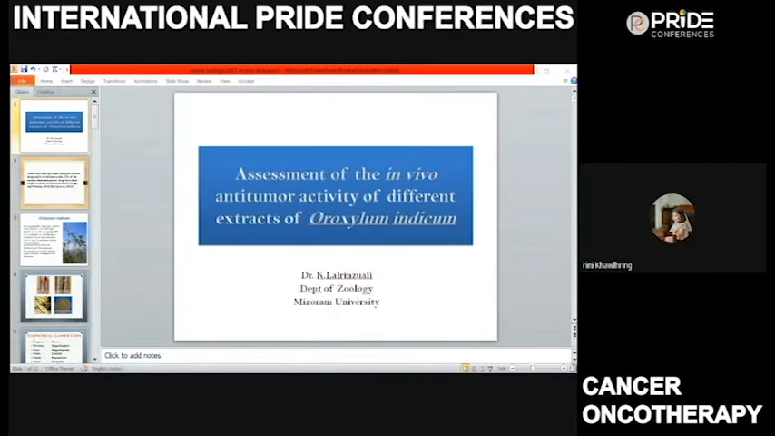And these are some different parts of the plant. For this study, I have used the stem bark. The stem bark was peeled from the tree.